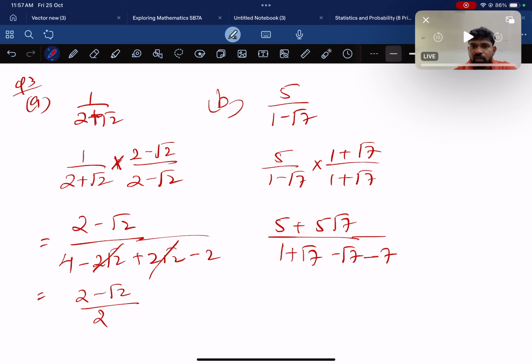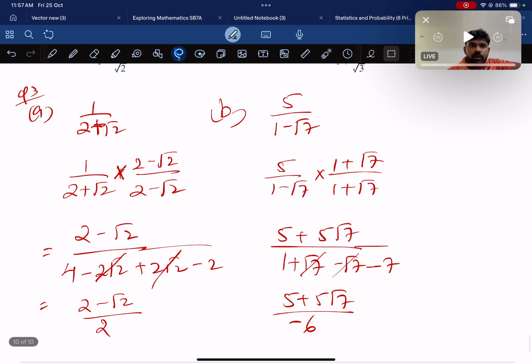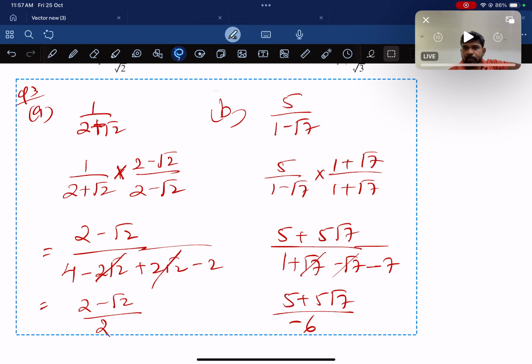So my answer will be 5 plus 5 root 7 divided by, here we got these two cancelled out. I told you the surd in the denominator will be removed, and only then are we actually calling it rationalizing the denominator. So we got minus 6 over there. Hope you understand. Let's do one more question to make it a little bit more clear.